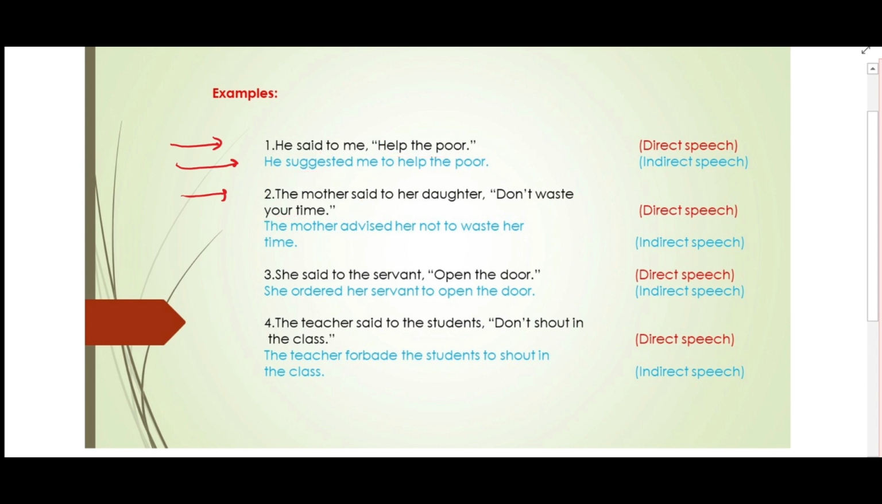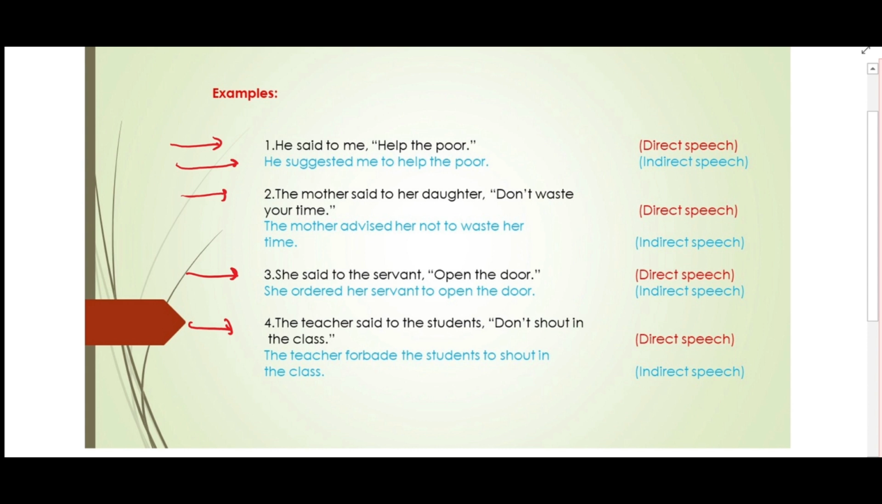Third example: she said to the servant, open the door. Definitely it is an order. So the word said is changed into ordered. She ordered her servant to open the door. Open the door is the same. What have we added? We have added the word to. This is the main difference from direct to indirect speech.